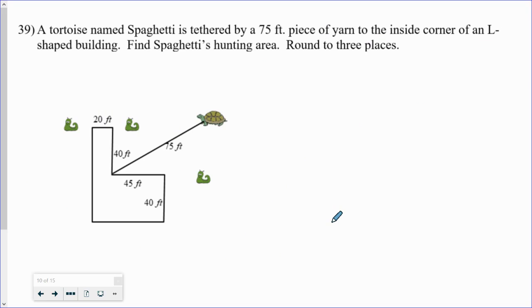You've seen this problem as a cow. I think you've seen it as I don't even know what else. We've had a variety of things. I think we had a bearded dragon. Now we have a tortoise.